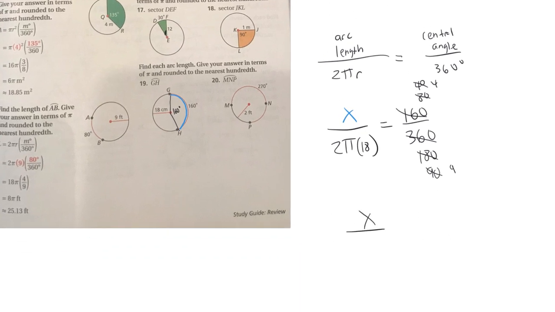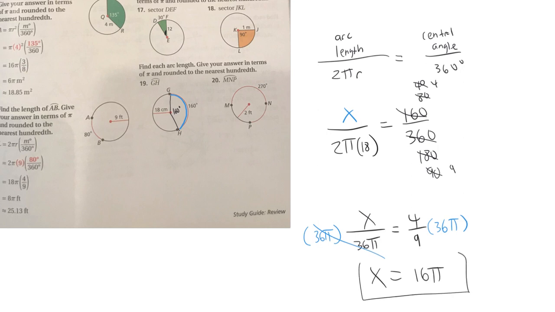We have x over 2 pi 18, which is really 36 pi, and that equals 4 over 9. In order to solve this, you can multiply both sides by 36 pi and cancel. Next thing you know, we have x equals, and this would become 16 pi after simplifying it all. All right, so that's that one.